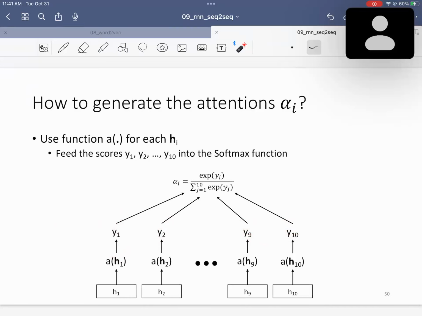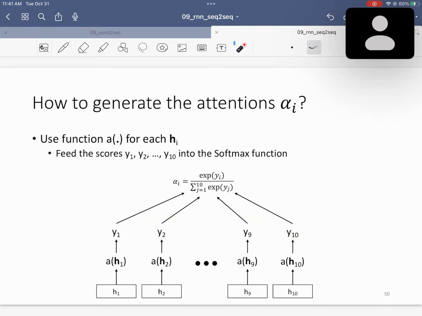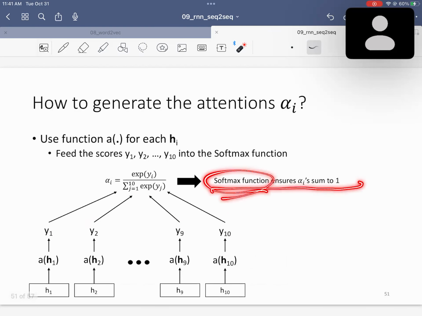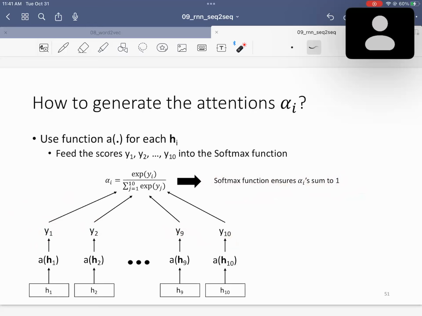That is not enough, because we want alphas which sum to 1. All alpha i's sum to 1. We need that. So what we do is take all the y's and put them into a softmax. Then you get alpha i, which is basically a probability distribution, right? The softmax function ensures alpha i's sum to 1, because y1, y2, all these are from negative infinity to positive infinity, so you need to normalize them. You use softmax to turn y1 into alpha 1, y2 into alpha 2, alpha 9, alpha 10. That is how alphas are calculated.